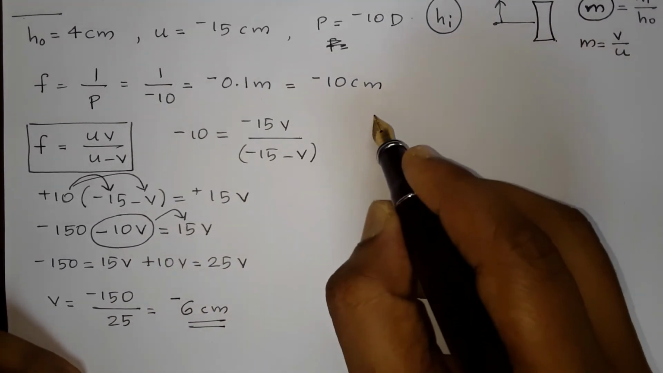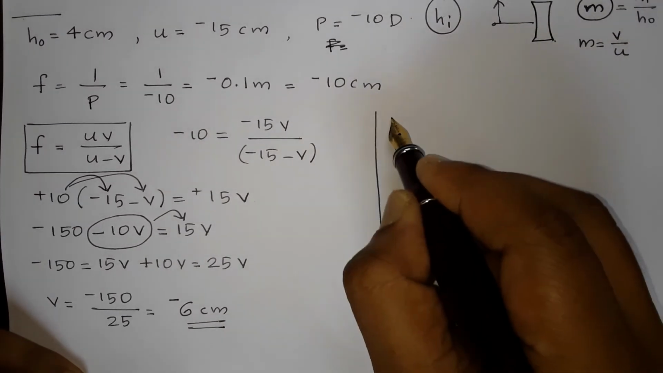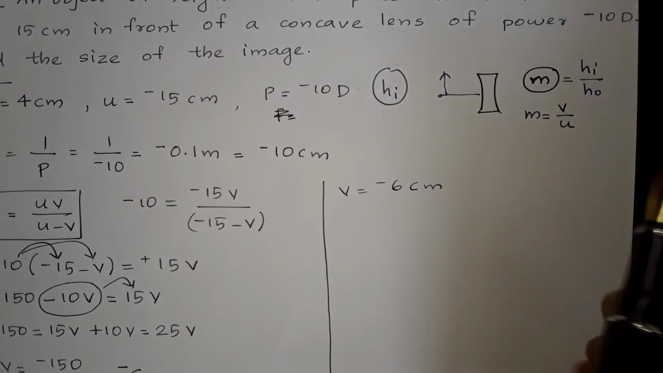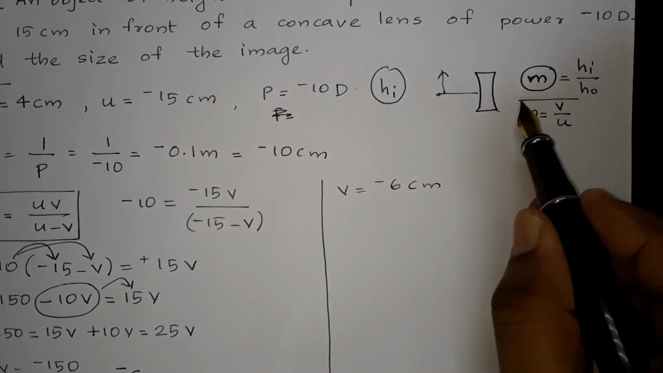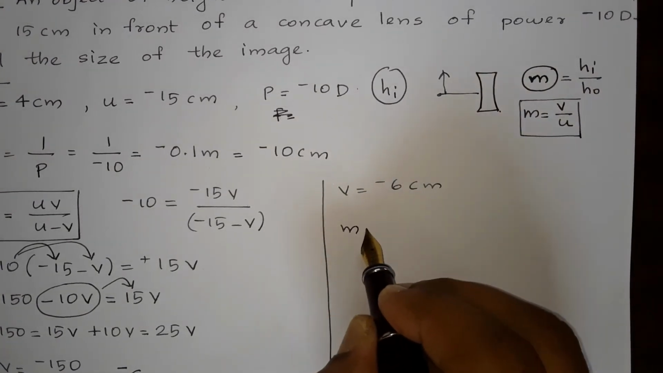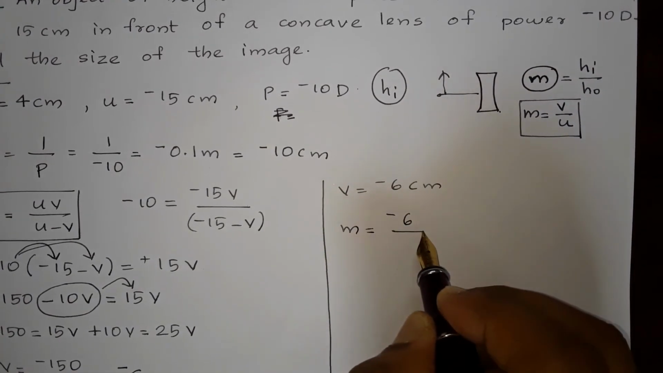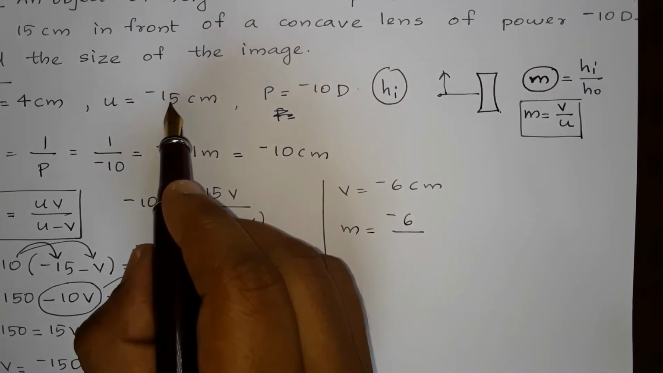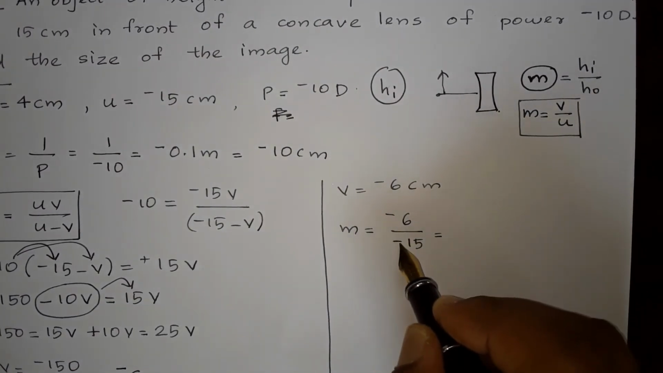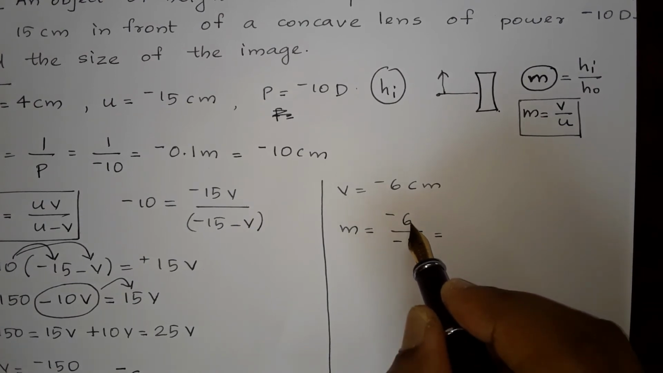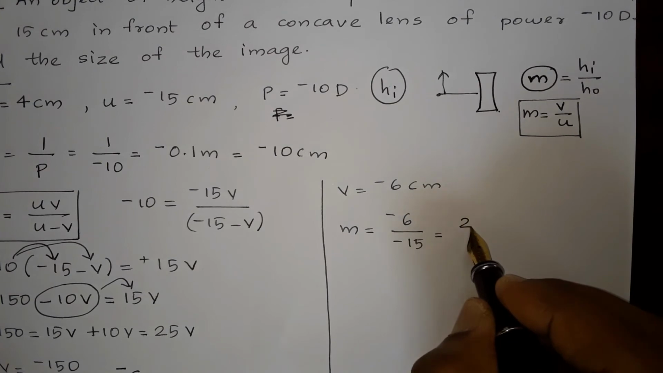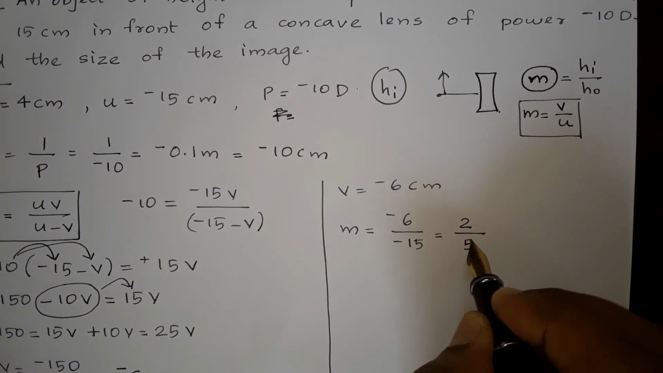Now what we have to do? We got v as minus 6 centimeter, and now we are going to use this equation: m is equal to v by u. So m is equal to minus 6 by u. u is minus 15, so this is negative number by negative number, answer is positive. 6 and 15 both can be divided by 3, so we will get 2 by 5.